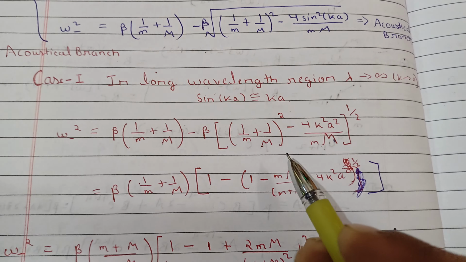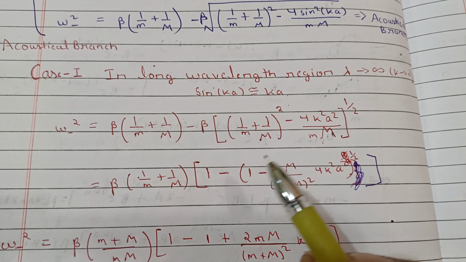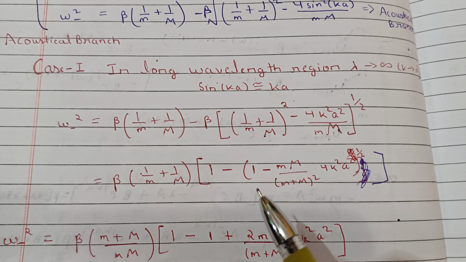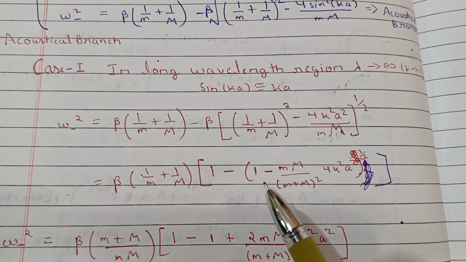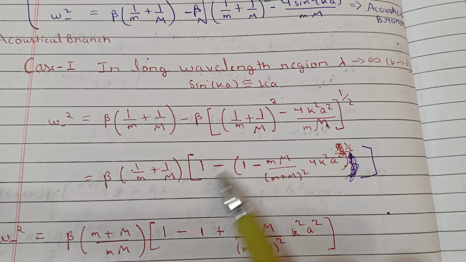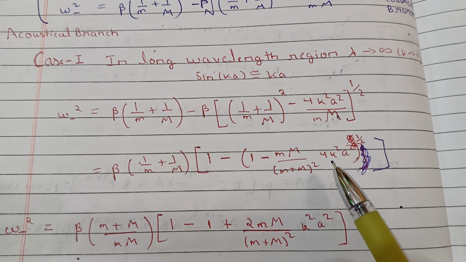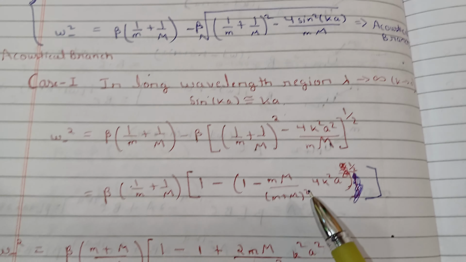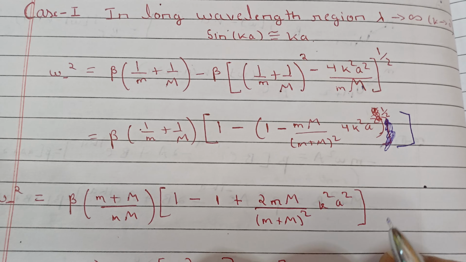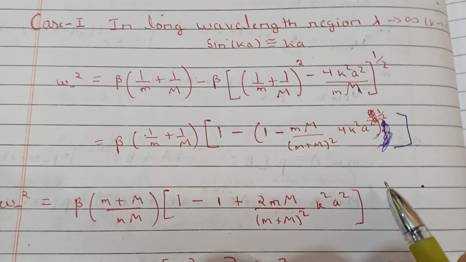You know what small m and capital M are. These are the masses of the different atoms in a particular cell. We have two atoms in a unit cell, which is why we are calling it a diatomic unit cell. And k, you know that. So we all know what these terms are. And this a is nothing but the distance between the atoms.